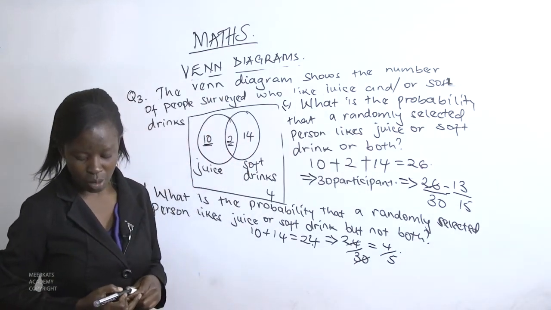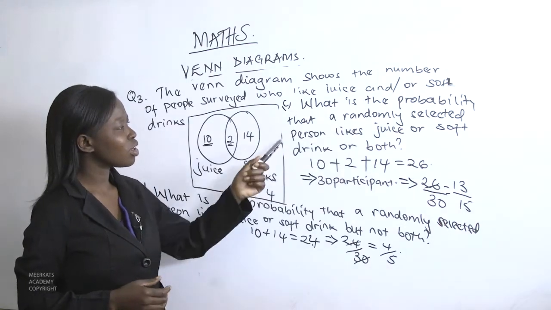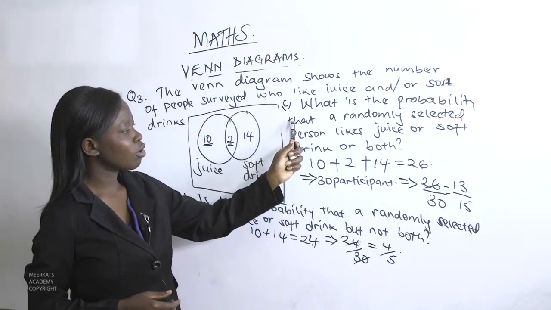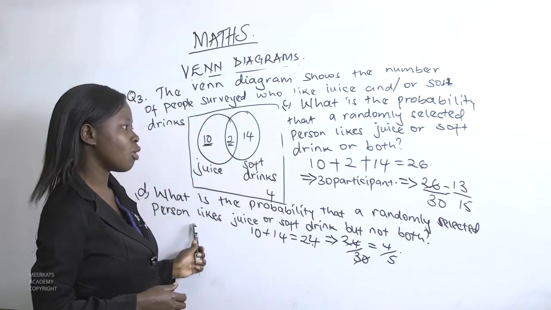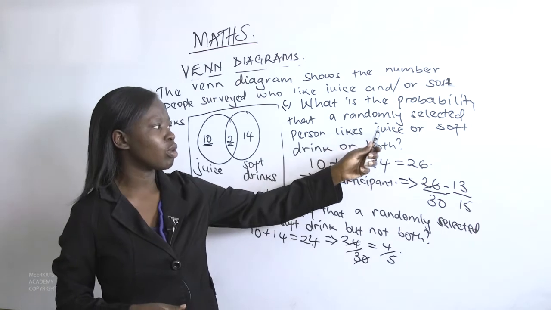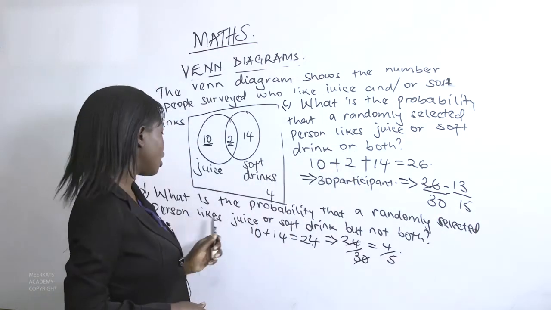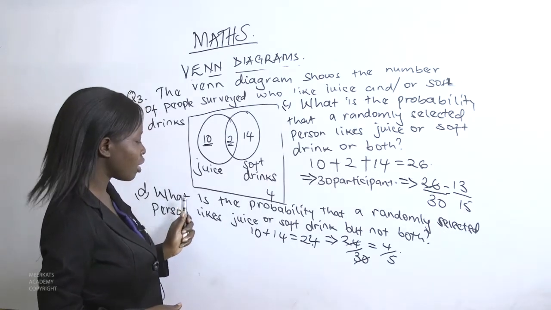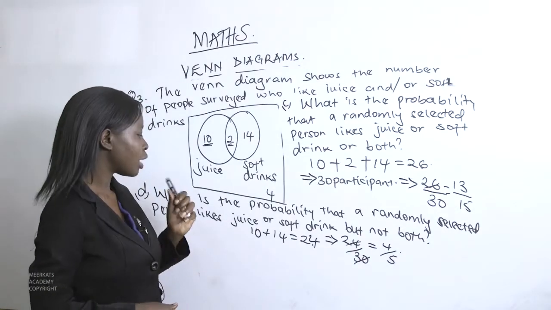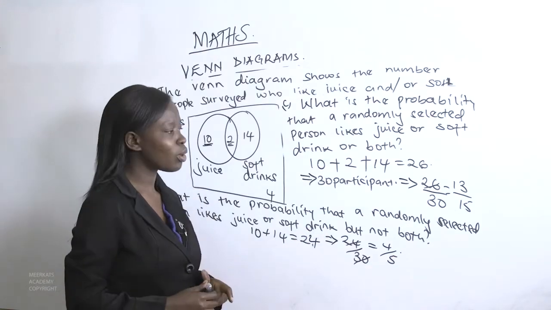So the question now comes in. The question that comes in is this. What is the difference between part C of our question and part D of our question? We are having the question here that this person likes juice or soft drink or both. Then at this point, the other point is this person either likes juice or soft drink, but not both of them. So what does it mean?